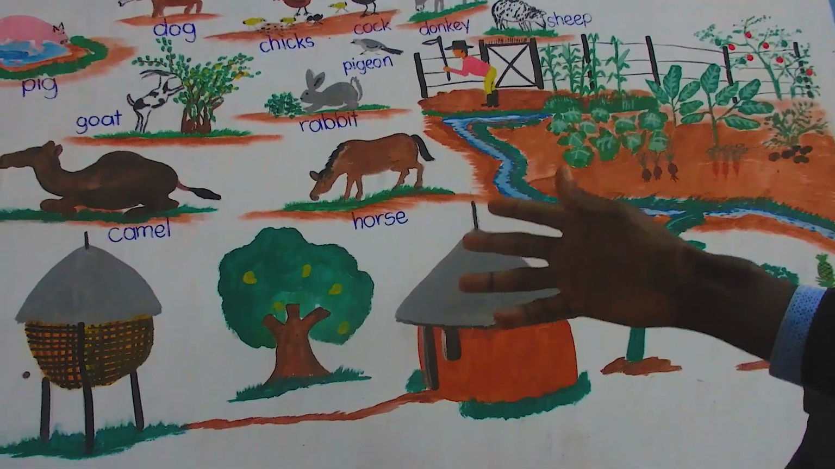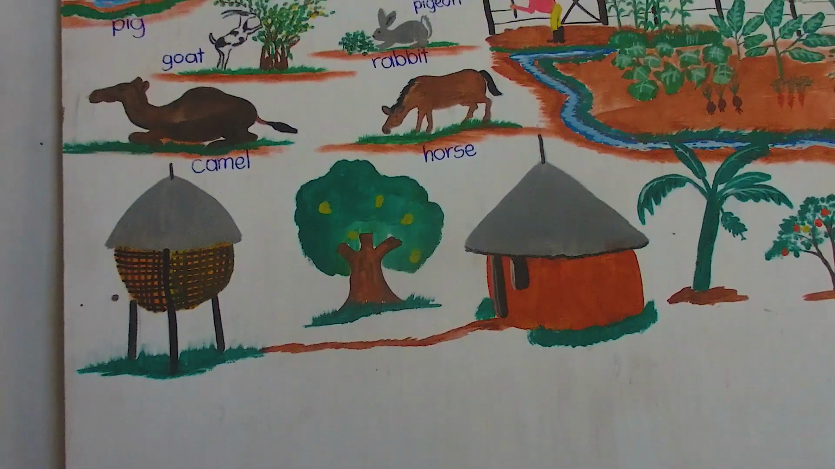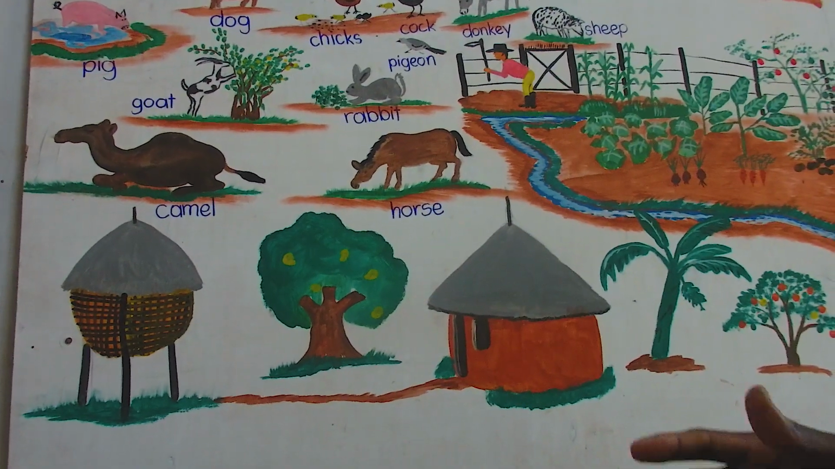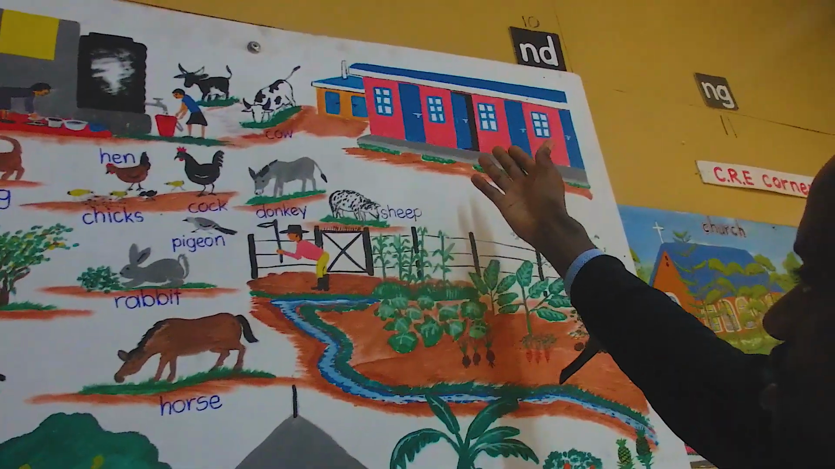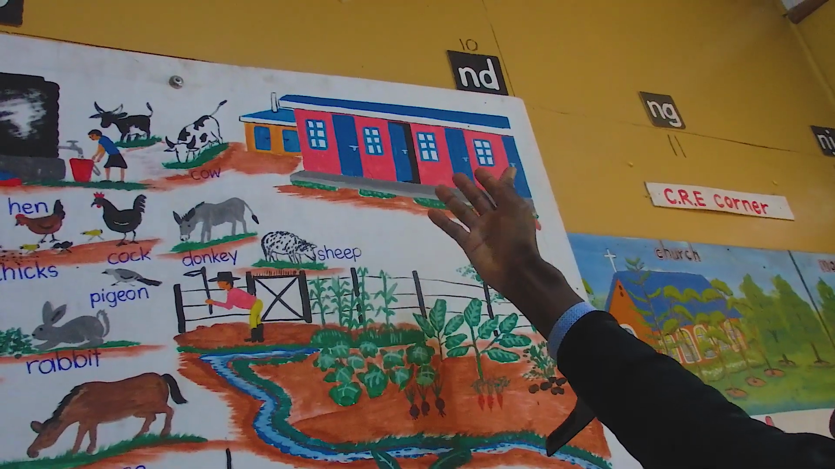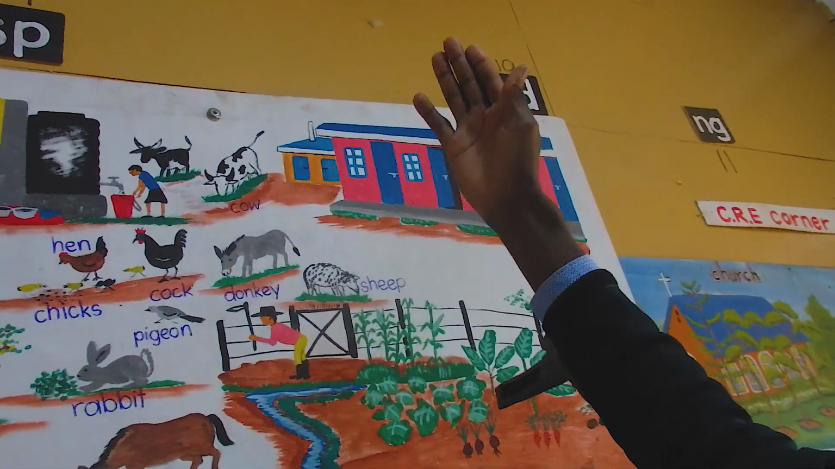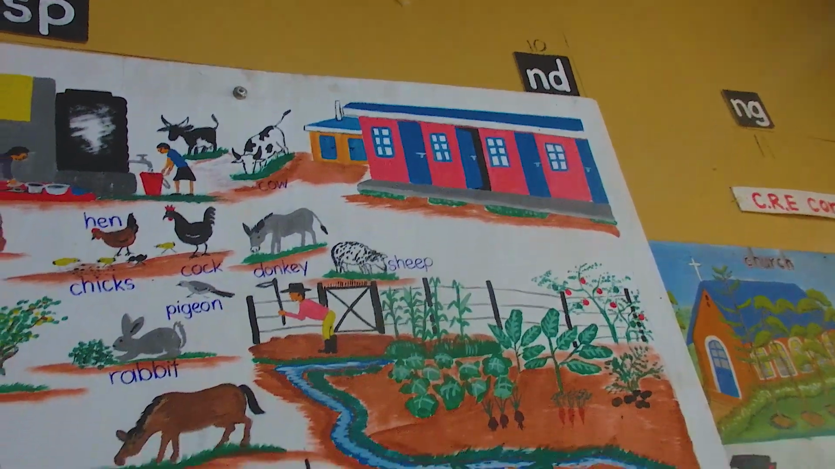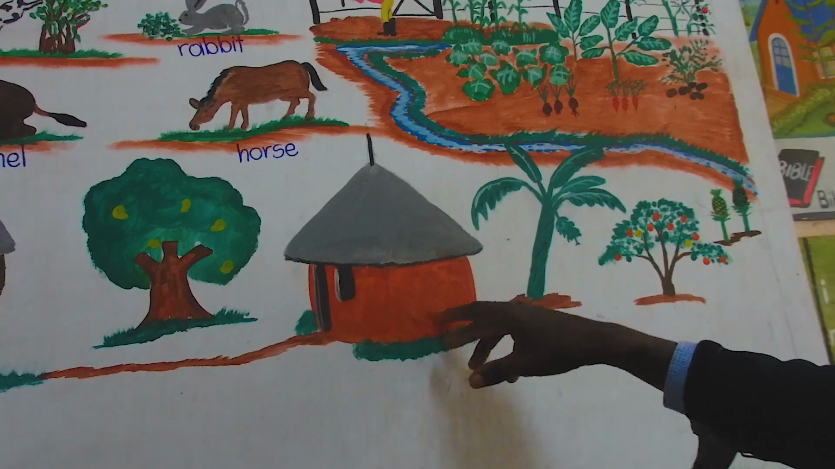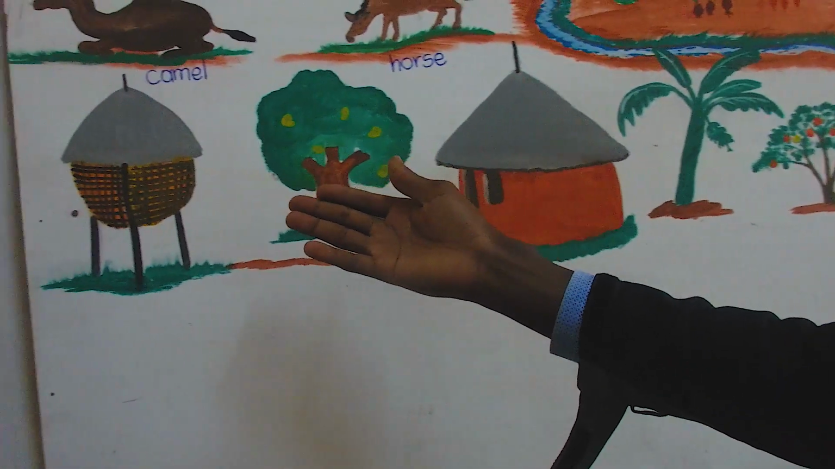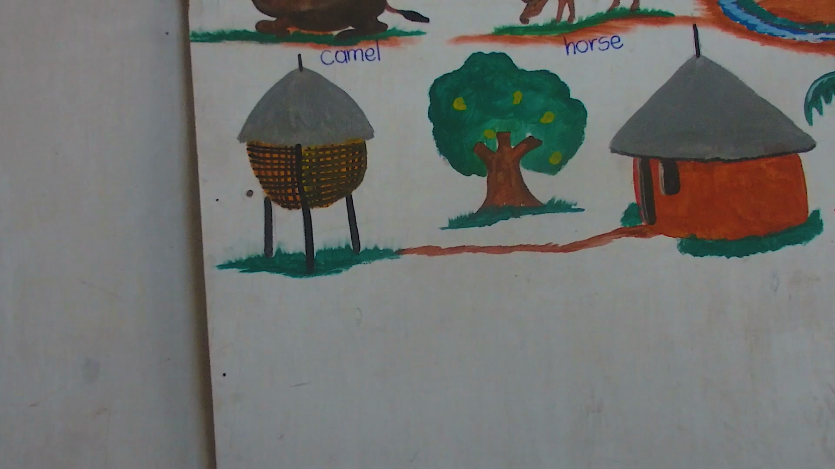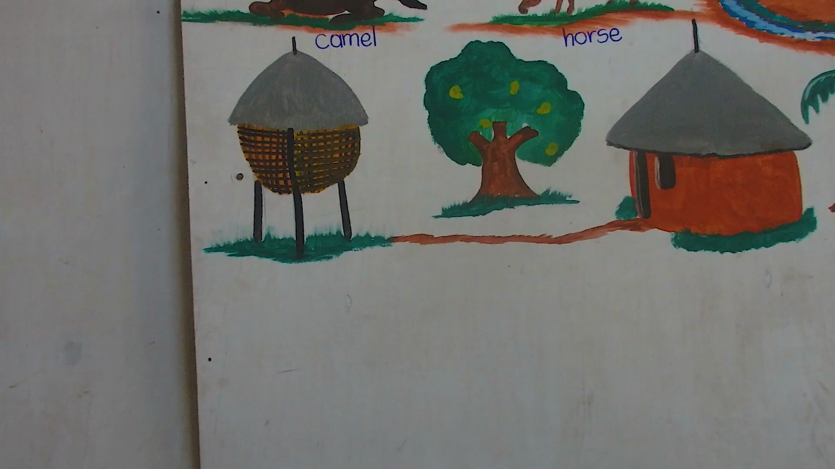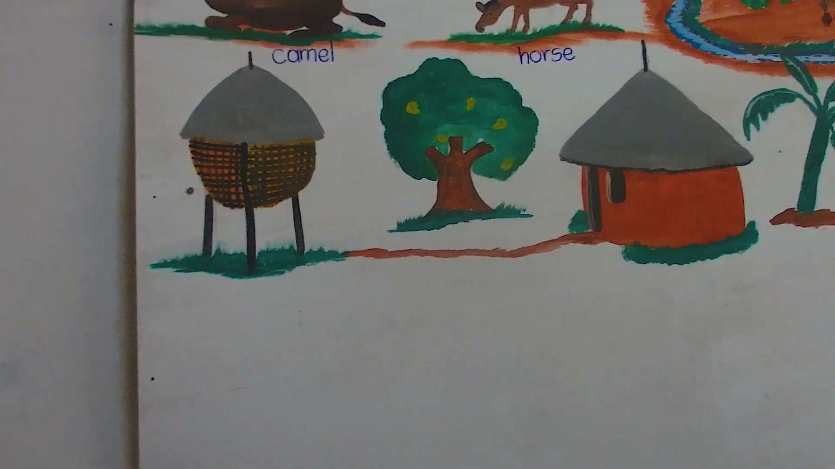As we continue, they can also learn about the different buildings around us. They can see the permanent structure, the permanent house. We have house, we have the toilets behind there. We have the hut here that is made of mud and grass. We have the granary where the cereals or the grains are being kept after being harvested.